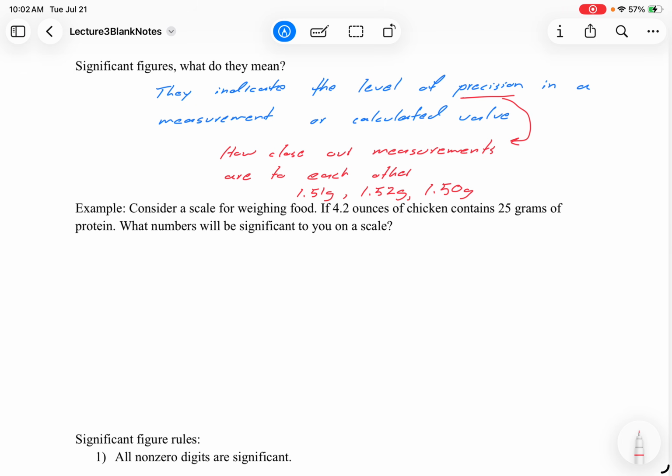That's what they're basically used for in lab. How precise are my measurements? How precise are my calculations, right? We'll see more about that in calculations. It'll probably make more sense in calculations.